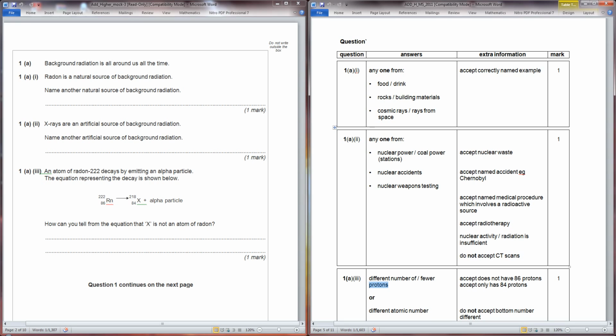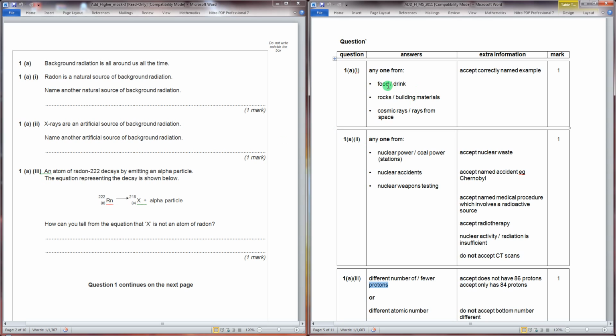Well, question one's all about radioactivity, and the first part is asking us about background radiation. So it says radon is a natural source of background radiation. Name another natural source. The biggest mistake that people make here is not reading the radon here and putting down radon as the answer. And you can't do that if it says another natural source.